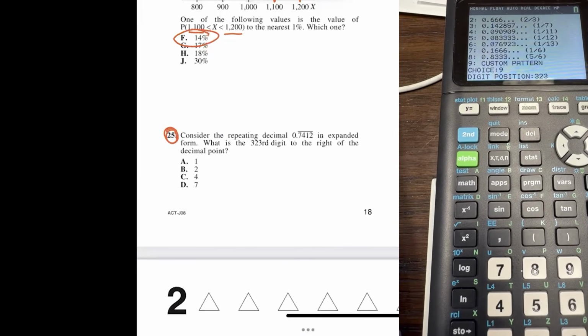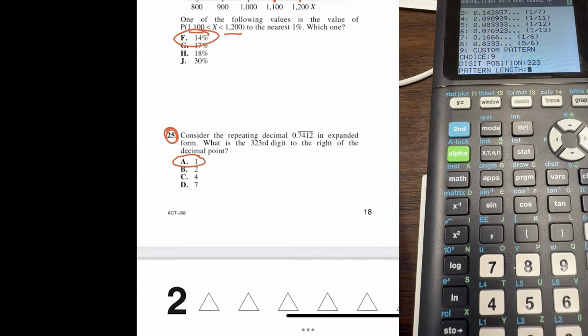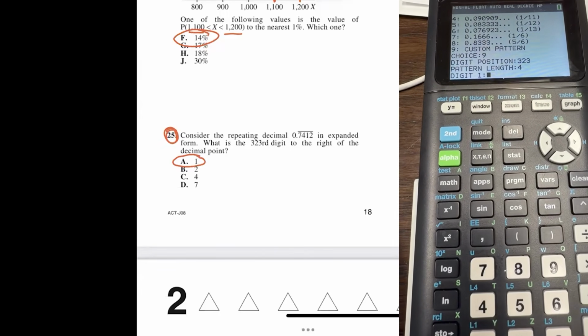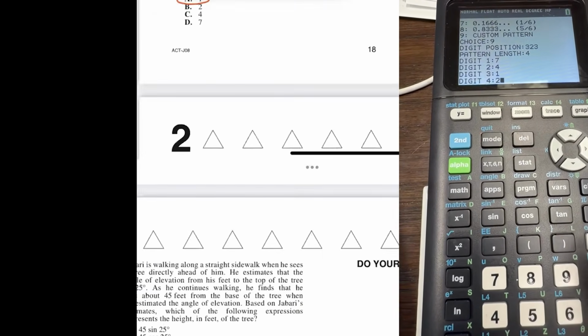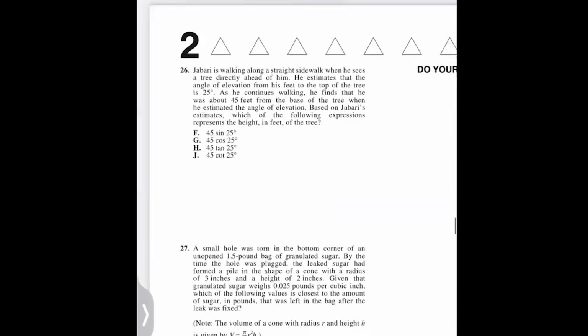So at number 25, the answer is going to be 1. There is an annoying way to do this. It confuses most students. Honestly, just get the programs. Even if they're not mine, highly, highly recommend them.